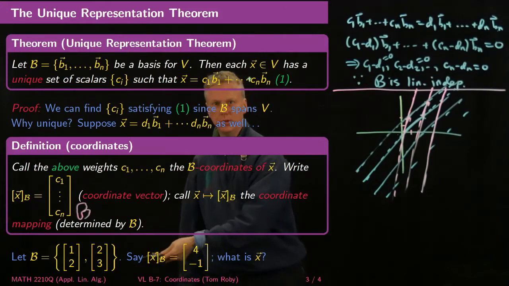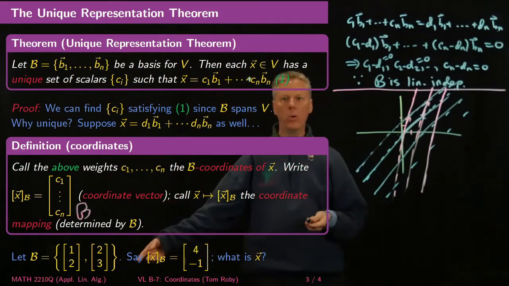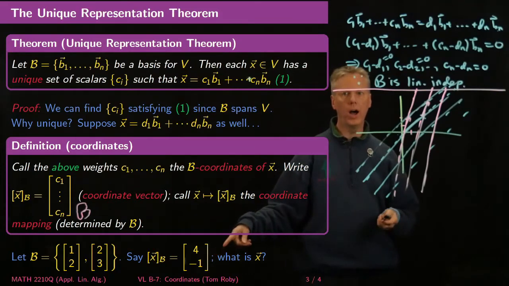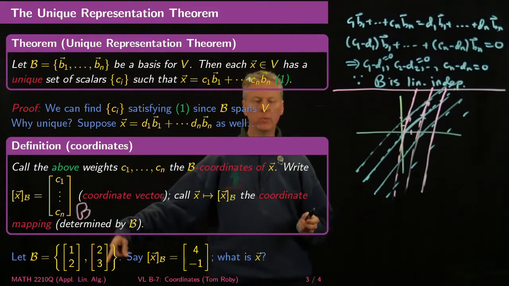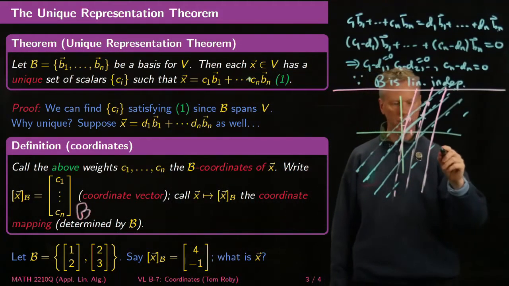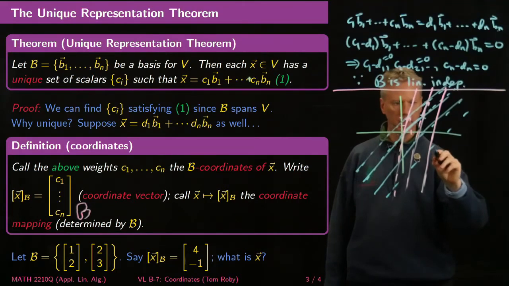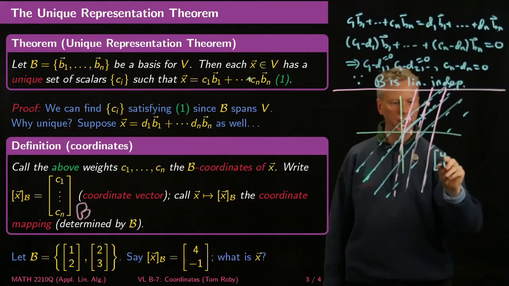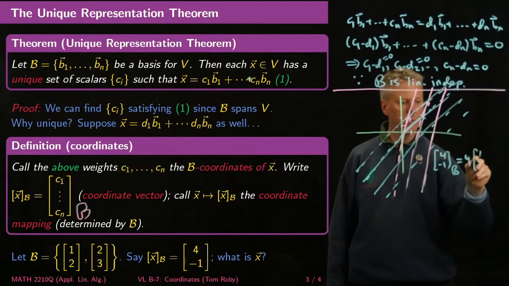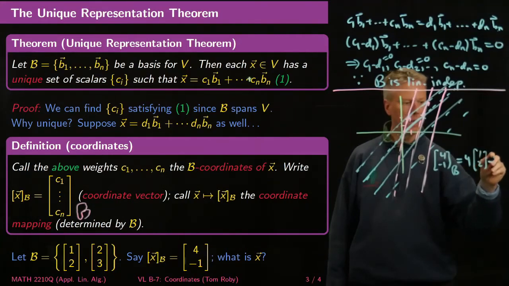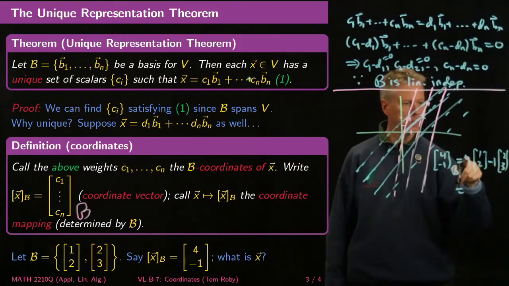So if B equals (1, 2), (2, 3), and I want to say, well, what is (4, -1)_B? Well, (4, -1) in B coordinates means 4 times the first vector minus 1 times the second vector. Okay, so (4, -1)_B means 4 times (1, 2) minus 1 times (2, 3). And let's see, what's that? That's 4 minus 2, which is 2, and 8 minus 3, which is 5.